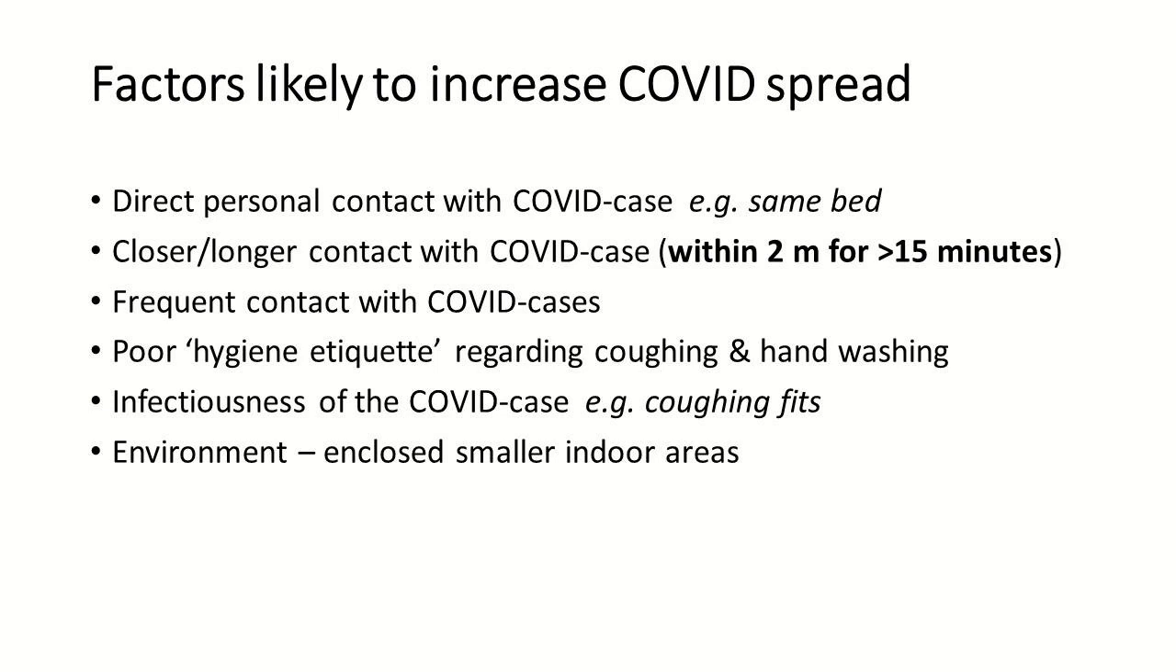The infectiousness of the person who has COVID, so for example somebody who has coughing fits and is coughing and spluttering around other people, is much more likely to spread COVID than someone whose major symptoms, for example, are headaches and fatigue. So the symptoms the person has with COVID influence how readily it can be spread. And then finally the environmental situation, so in enclosed small indoor areas, it's much easier for COVID to spread in the airspace than, for example, outdoors.